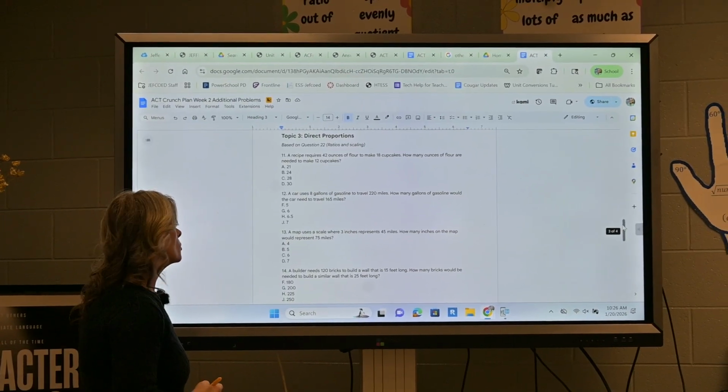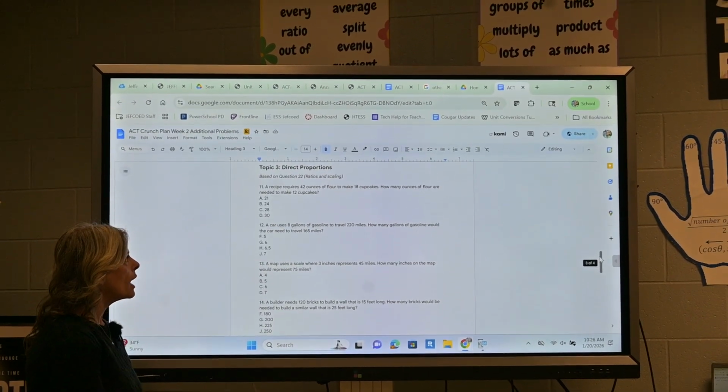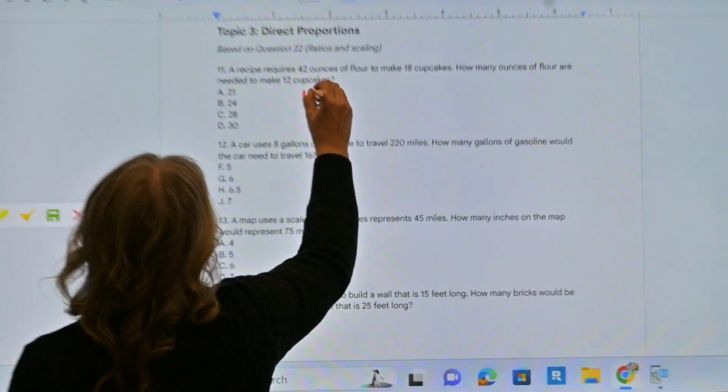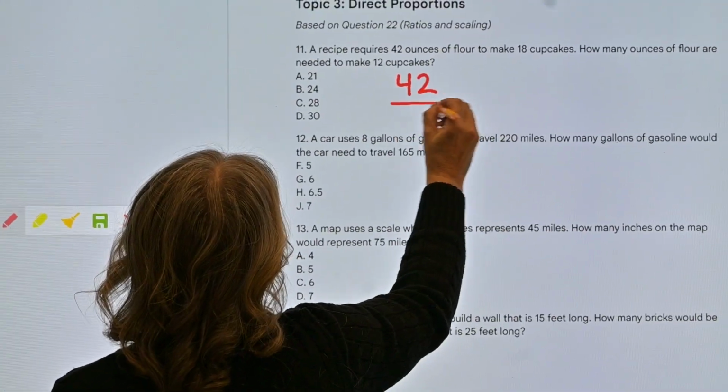All right, these are all proportions, okay? So a recipe requires 42 ounces to make 18 cupcakes.